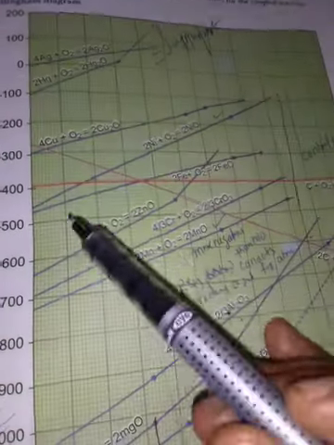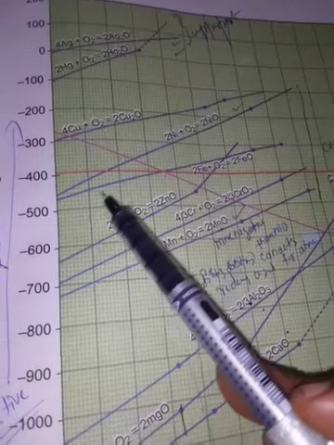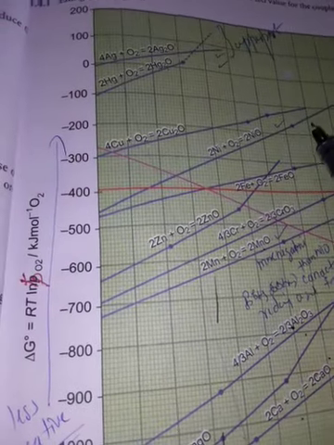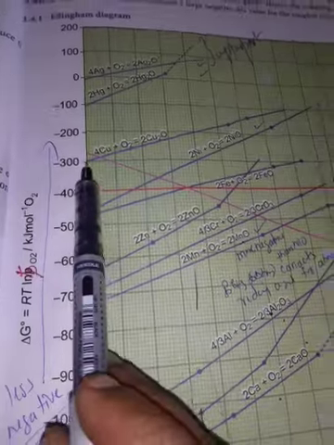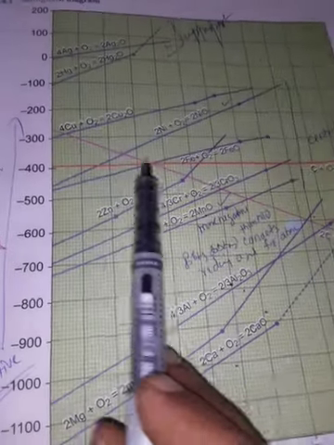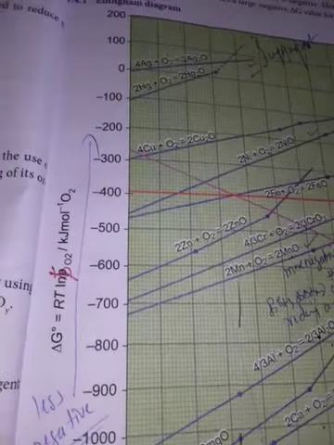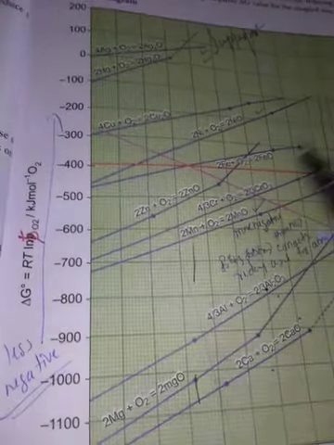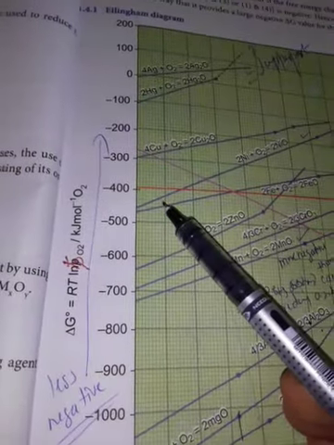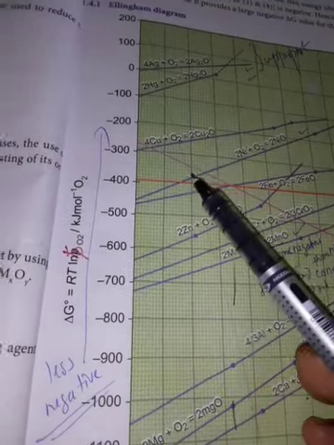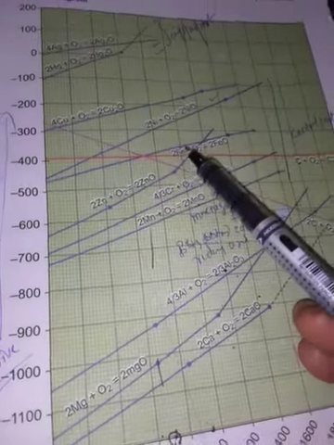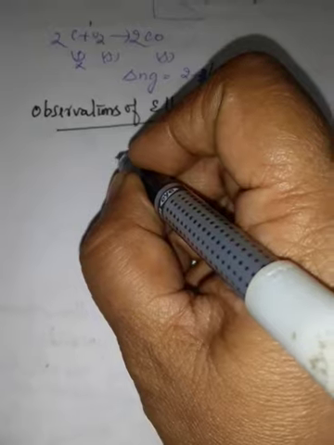You already know in the Ellingham diagram, for most of the metal oxides the line moves upward. Only for the formation of carbon monoxide does the line go downward. Apart from that, for all the metal oxides, the line moves upward only. If the line is moving upward, it means the slope is positive.